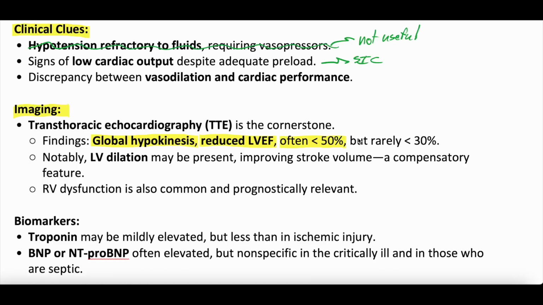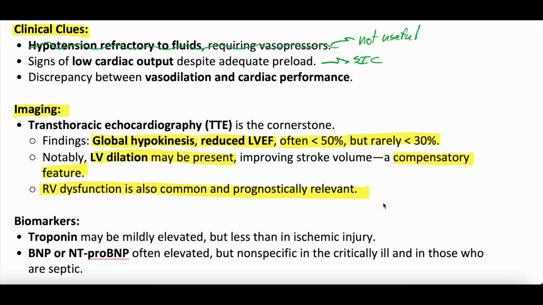than 50%, but it can go much lower, okay? But often less than 50%. The LV dilation is most likely present, which is a compensatory feature. And then a lot of these patients have a right ventricular dysfunction as well. This can be prognostically relevant, right?